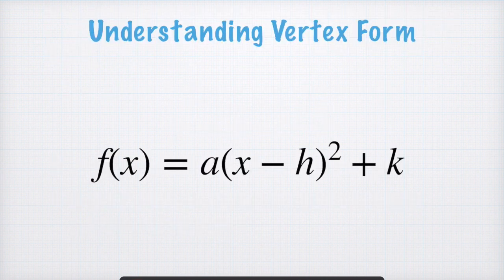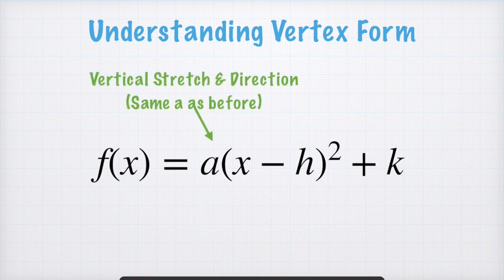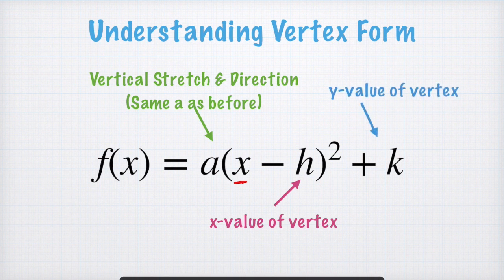So let's understand our vertex form in its basic, simplest form. Our a is going to be the same thing as it was before in our standard form. It's still going to be one half of our second difference. Now we have h, and h is the x value of the vertex. You can remember that because it's kind of stuck here with the x. K is the y value of the vertex.